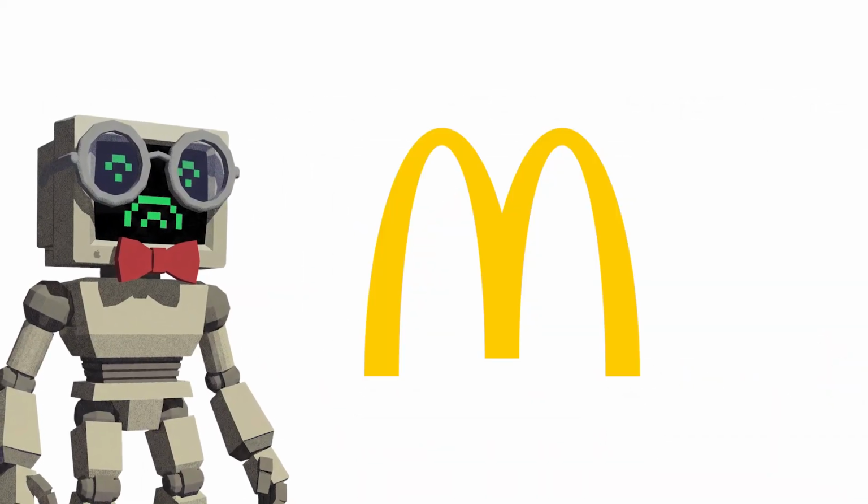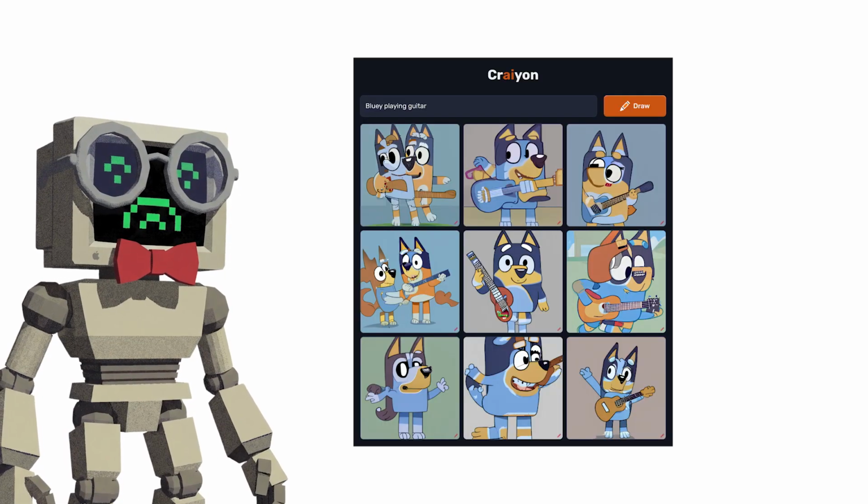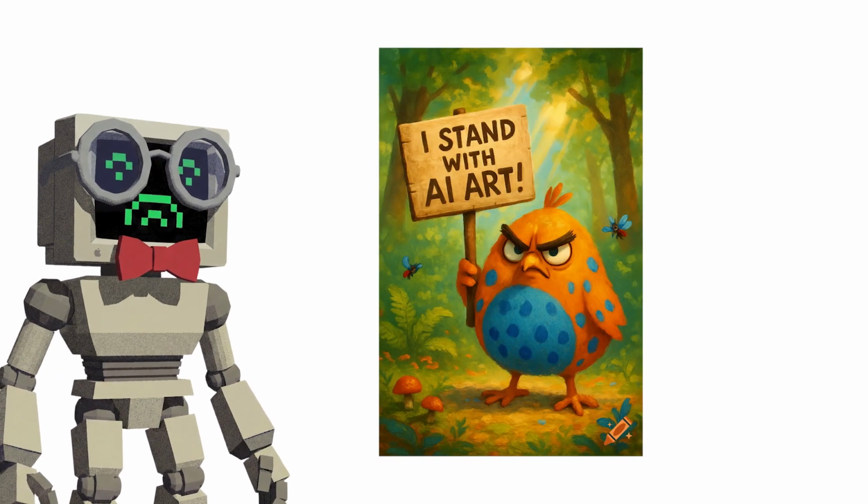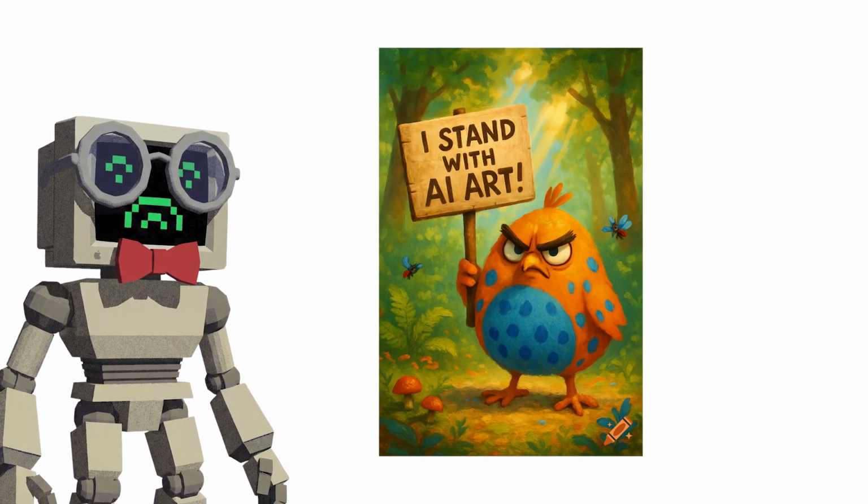Crayon is the McDonald's of AI image generation. You know exactly what you're getting. It's not going to impress anyone at a dinner party, but a billion people have used it, and most of them came back for seconds.